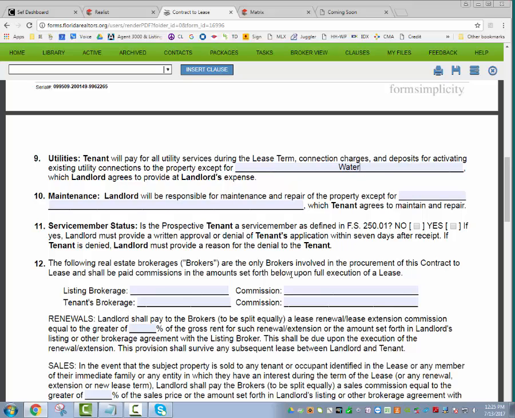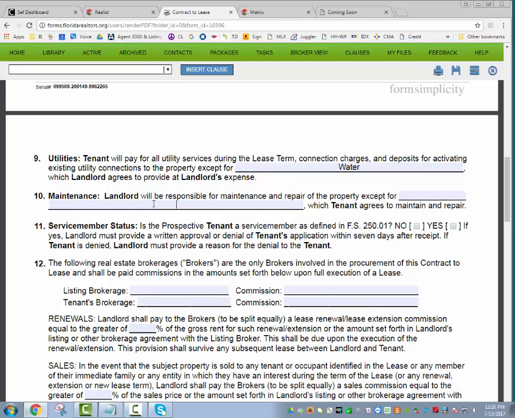Utilities, condos always have water. They cannot bring meters up to each room, so we're pretending this is a condo, so we're going to say that water is included. This is utilities. Tenants will pay for all utilities during the lease term except for water.